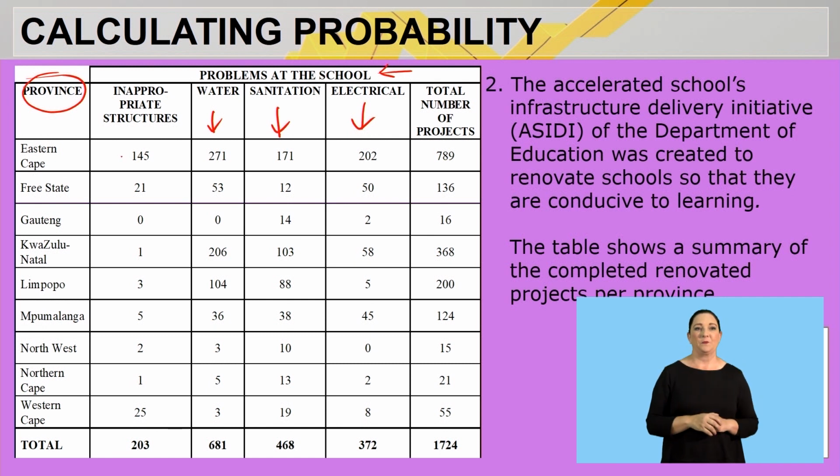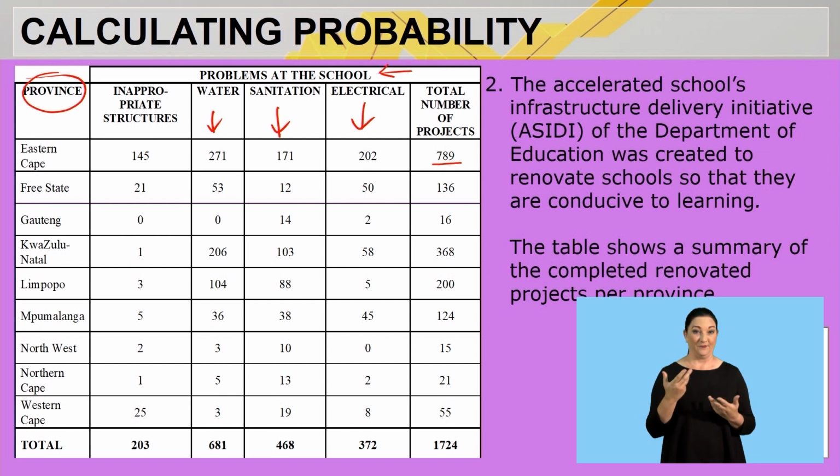We are saying in the Eastern Cape, we have 145 inappropriate structures in schools in that province. We have 271 schools with water problems, 171 schools with sanitation problems, 202 schools with electrical problems. So in total, the number of projects here that was successfully done is 789.